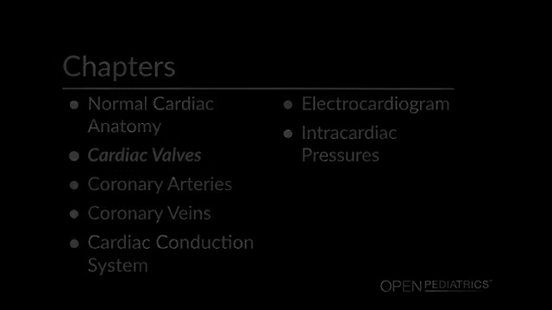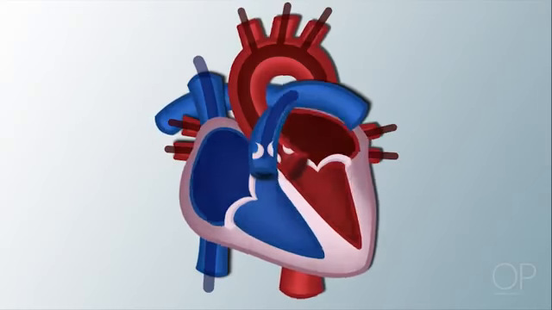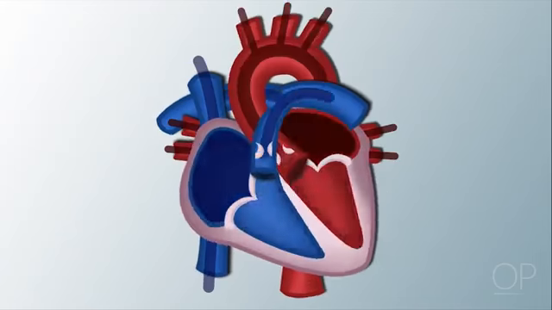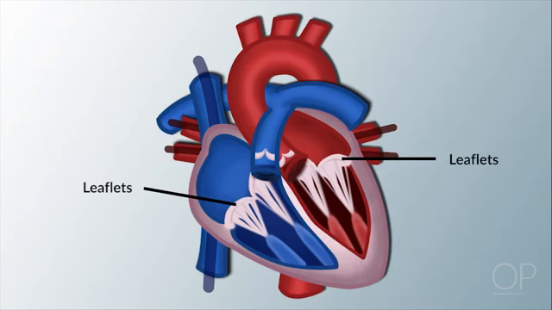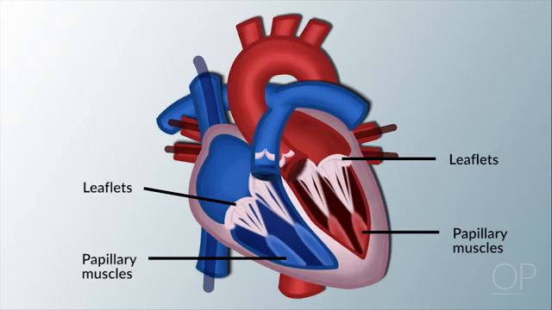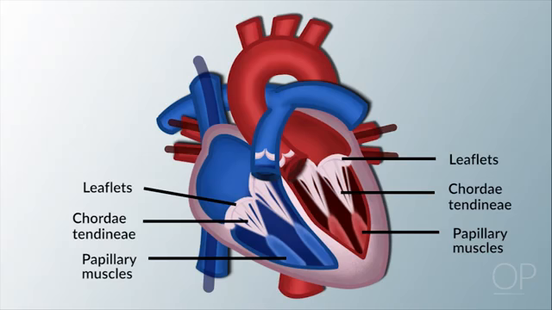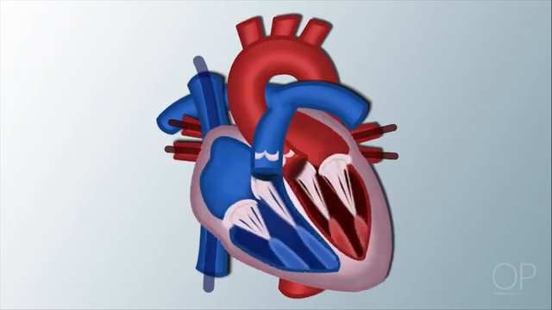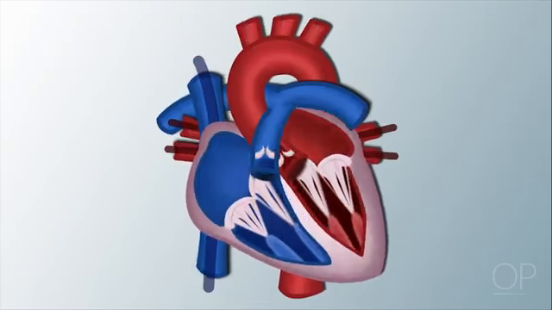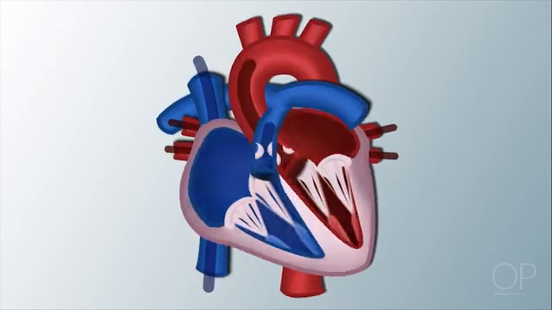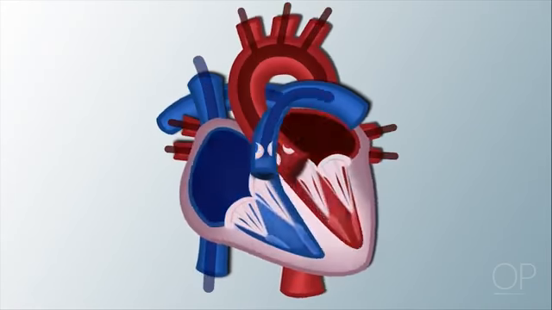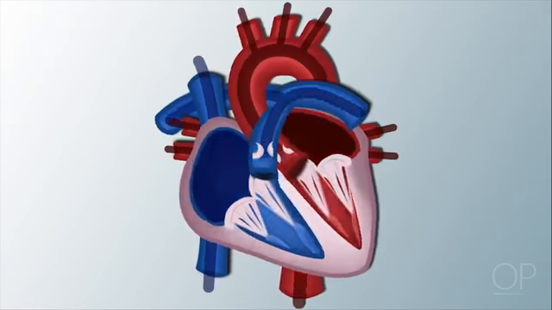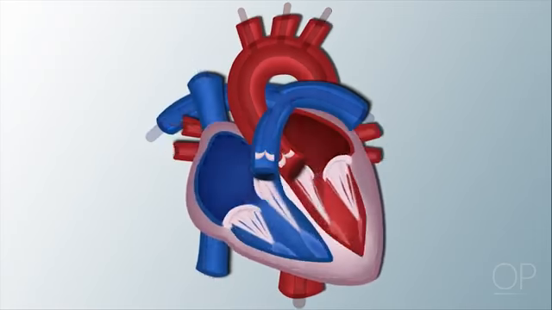Cardiac valves. This picture shows the individual heart valves. The heart valve openings are protected by flaps of tissue called leaflets or cusps that are attached to the papillary muscles by the chordae tendineae. The papillary muscles are extensions of the heart muscle that pull the cusps together and downward at the onset of ventricular contraction. As the pressure increases in the ventricles, the valves close, and the papillary muscles prevent the valves from opening.